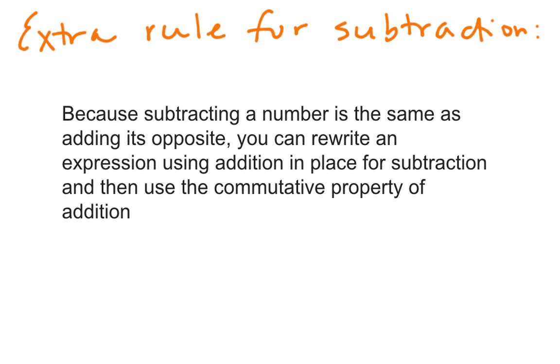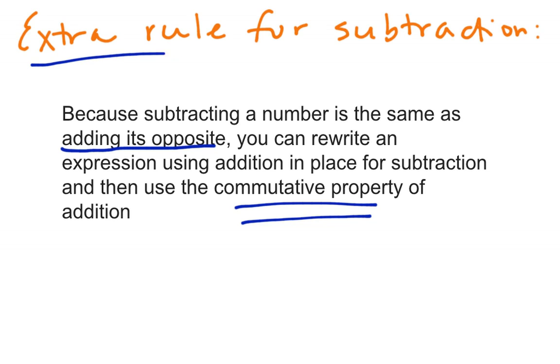I want to add another rule for subtraction. We don't have a rule for the commutative property of subtraction. Instead, we know that because we can subtract a number by adding its opposite, as we learned when we were talking about subtracting integers, you can rewrite a problem as an addition problem, and then you can use the commutative property. So that's an additional rule that I want you to write in your key information, the extra rule for subtraction.